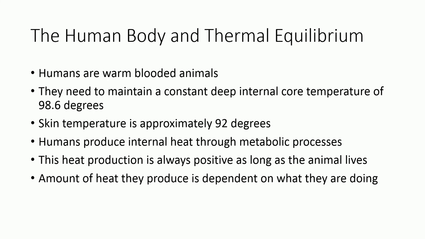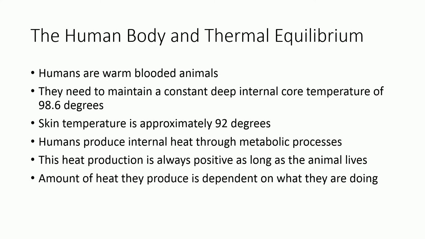Let's talk about human thermal comfort, and then there's a second PowerPoint that goes with this one that we'll go back into the other room to cover. We're warm-blooded animals. We have to maintain an internal body temperature, not a surface temperature, somewhere around 98.6 degrees. Our skin temperature at 92 degrees is fairly common. We produce heat energy. The only way that you're not going to produce heat energy is if you're dead. We produce heat energy through thermogenic processes, and the heat production is always going to be positive as long as we're alive.